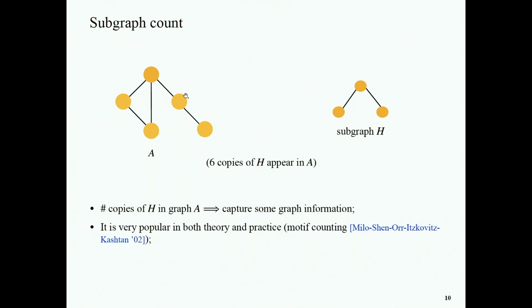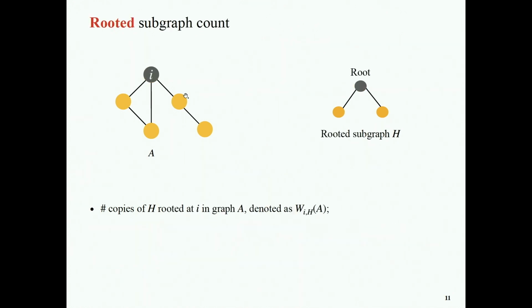This is actually very popular in both practice and theory, and may remind you of motif counting. But the issue, if you remember, is that we want to capture vertex information. We want this local information instead of capturing the graph's global information. So that leads to, okay, how about we count rooted subgraphs?